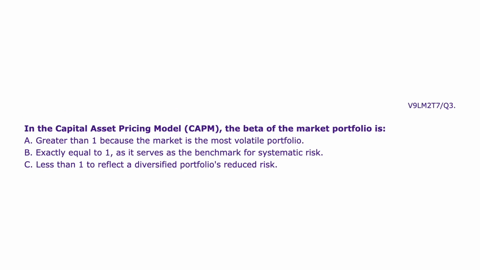In the capital asset pricing model, CAPM, the beta of the market portfolio is: A. Greater than 1 because the market is the most volatile portfolio. B. Exactly equal to 1 as it serves as the benchmark for systematic risk. C. Less than 1 to reflect a diversified portfolio's reduced risk.